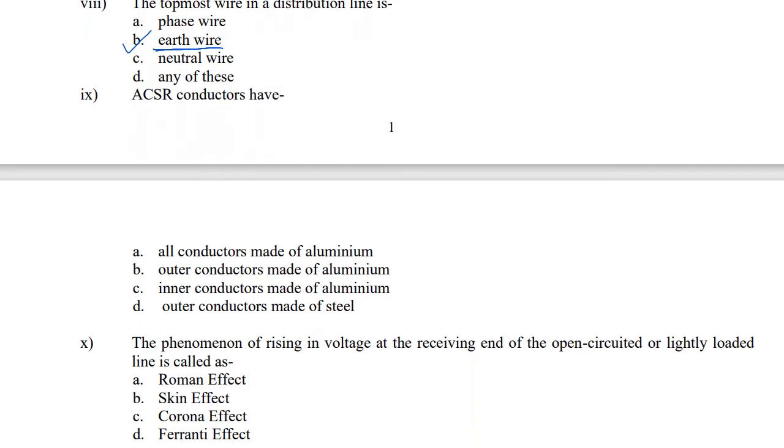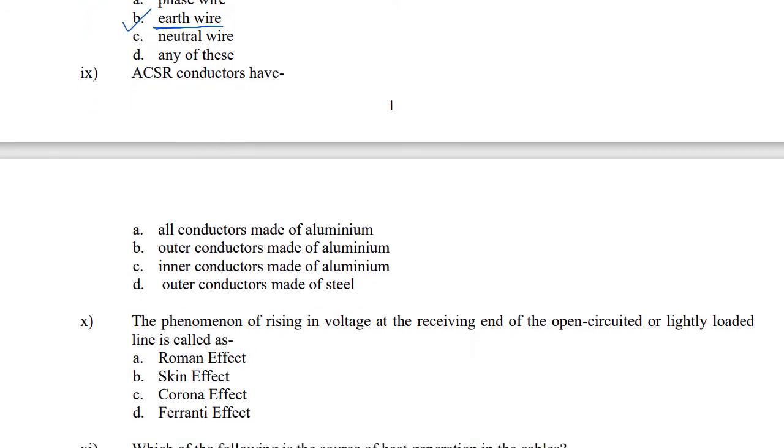Next, ACSR conductors have... ACSR means aluminium conductor steel reinforced. That means surrounding conductors are of aluminum and centrally there is a steel conductor. So the option here, outer conductors are made up of aluminum, is true. So option B is the correct answer.